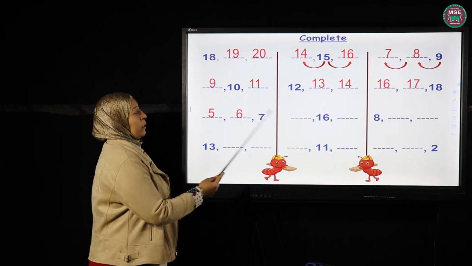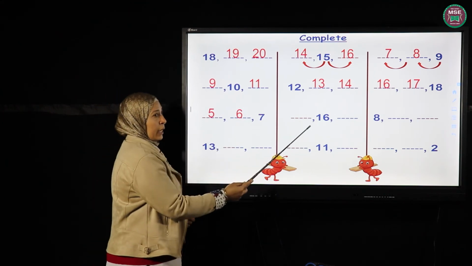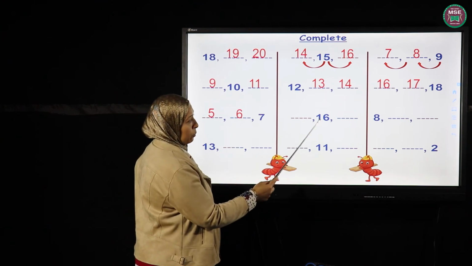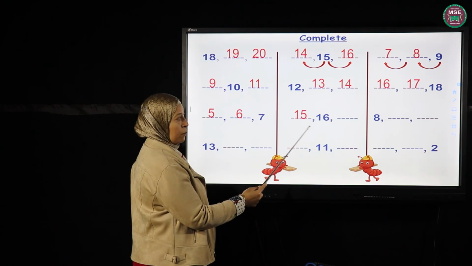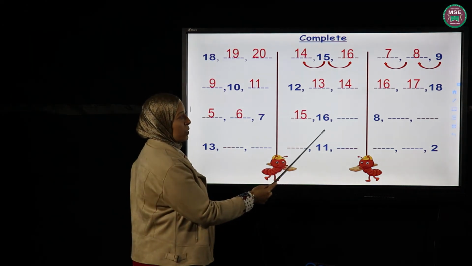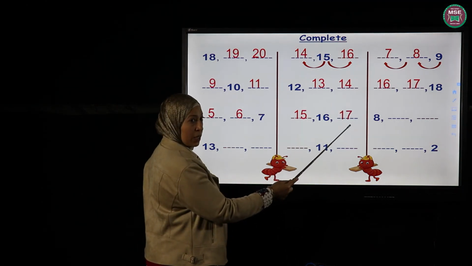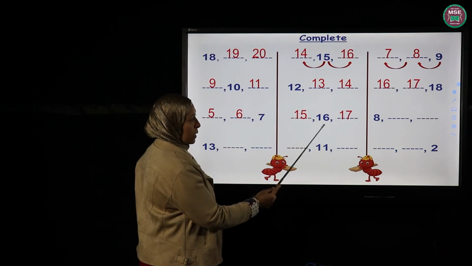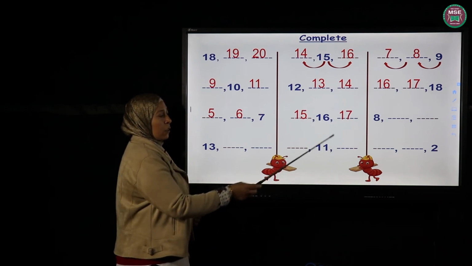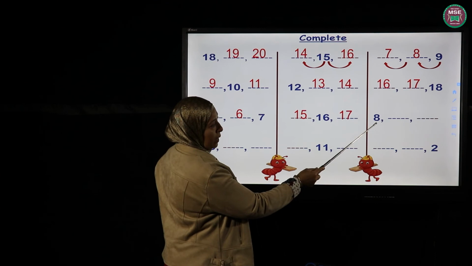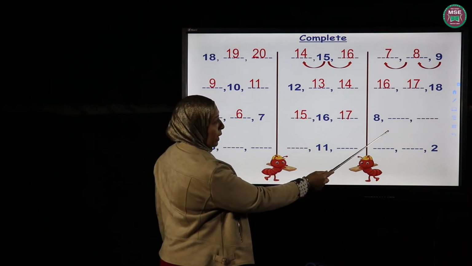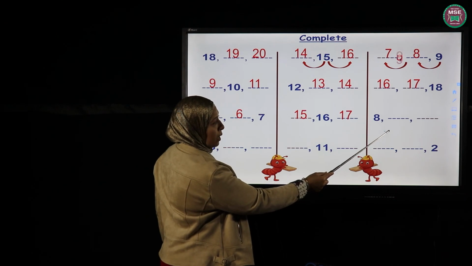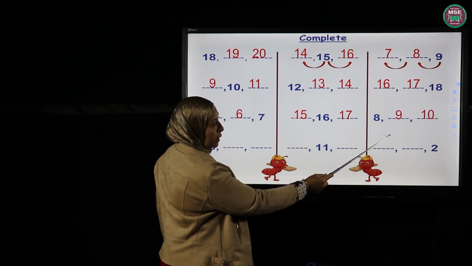Okay. Here we have 16 in the middle again. I have one before and one after. Before 16, it's going to be 15 because I'm counting backward. And after 16, it's going to be 17. To double check, 15, 16, and 17. This one is very easy. Here I have 8 and I have 2 spaces that are after. So this means I'm going to count forward. After 8, 9, and finally 10.